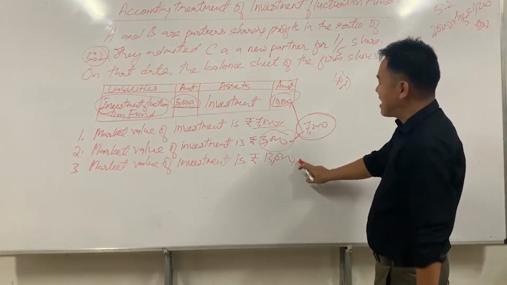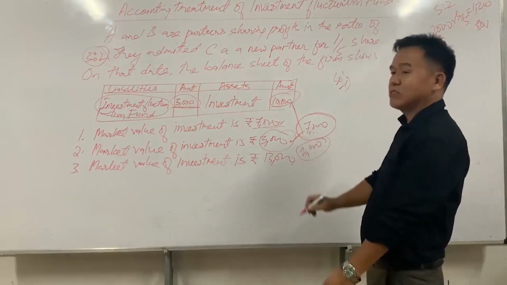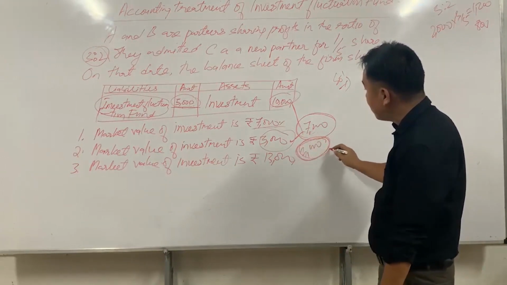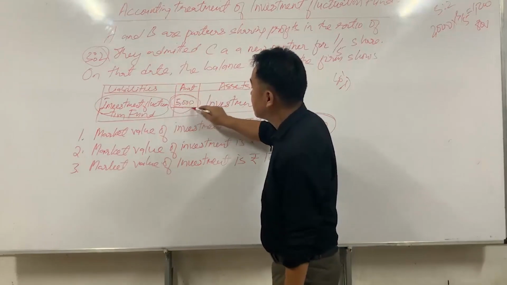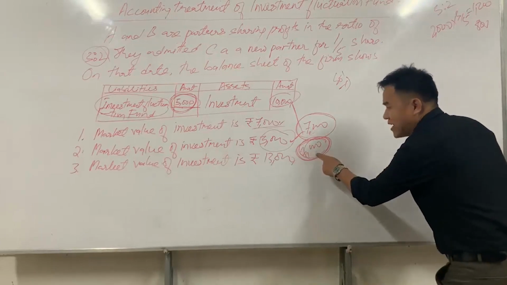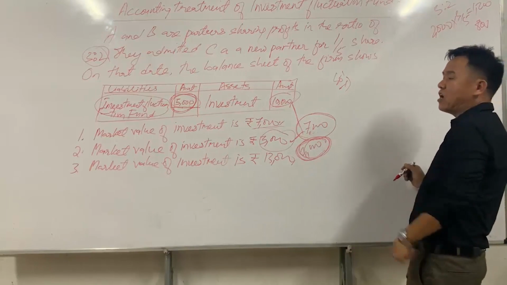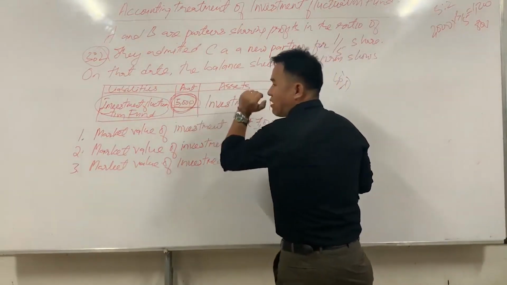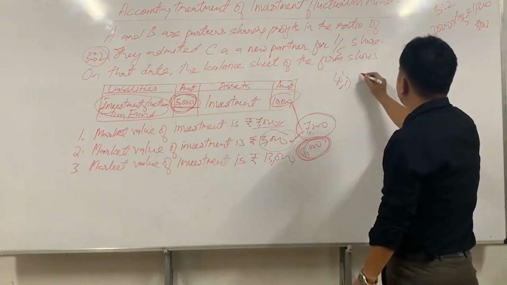So investment has been increased by rupees 3,000, so there is a profit of rupees 3,000. If the market value of investment has increased by 3,000, then the whole investment fluctuation fund should be transferred along with the profit of rupees 3,000 to all partners' capital accounts in their old profit sharing ratio. If we total up 3,000 and 5,000, how much will we get? We will get 8,000.